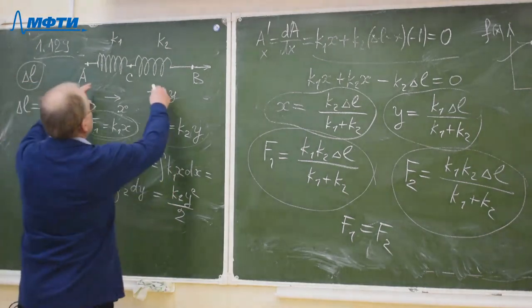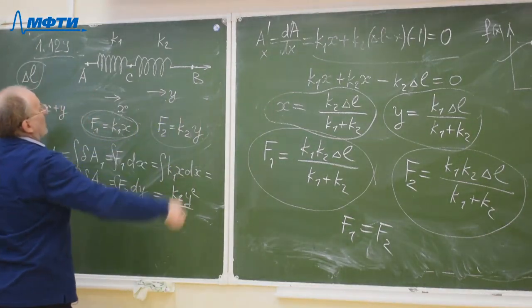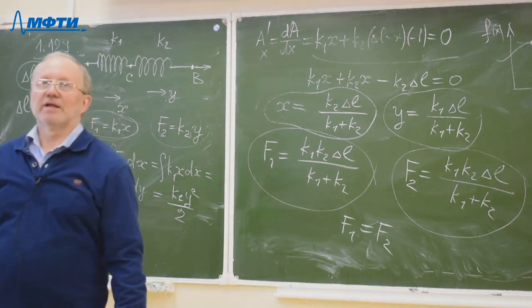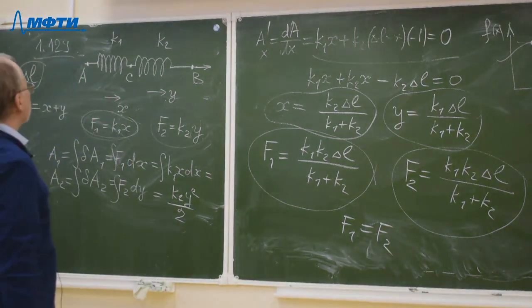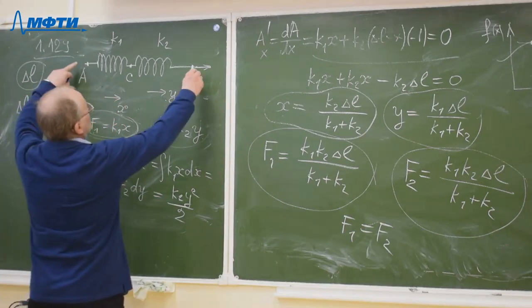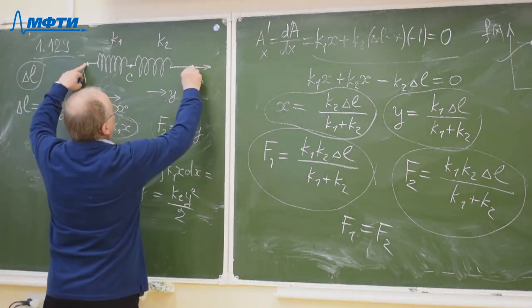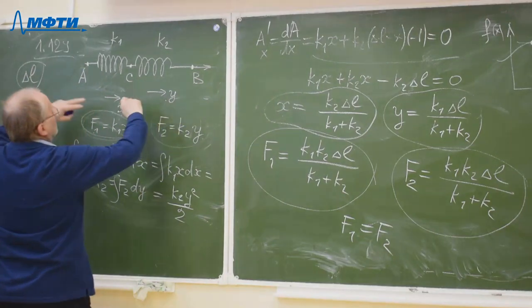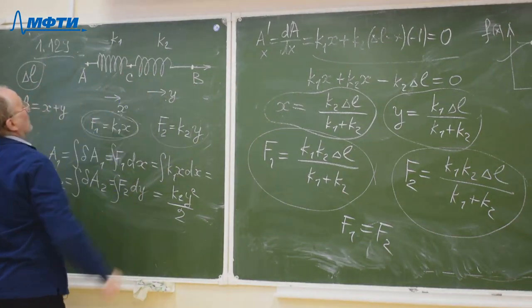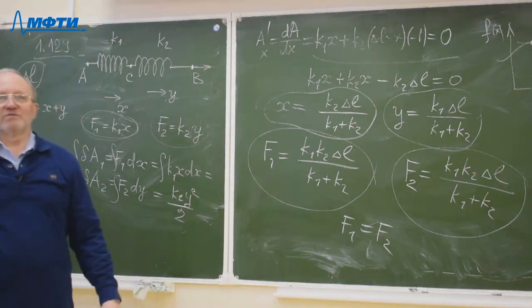If we want to extend the two springs by minimum work, we have to apply the same force here. So we have just to pull at point B and point A in different directions. And the force will be the same. The force applied to both springs will be the same.